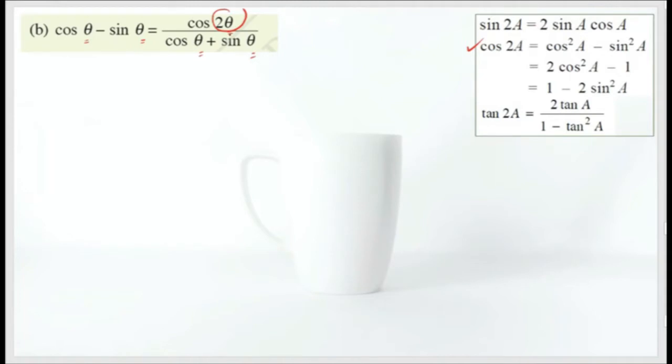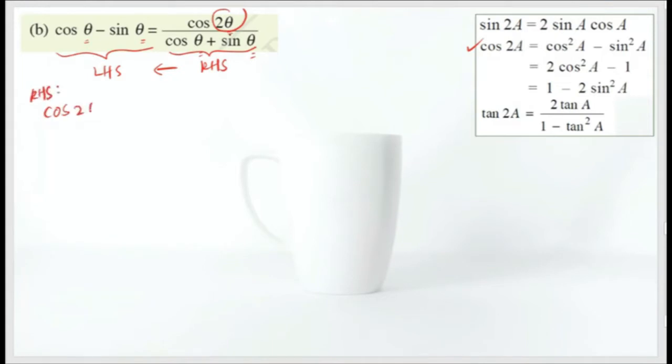So from here, do you need to prove from the left-hand side or the right-hand side? We prove from the side with the double angle, so we have to prove from the right-hand side to the left-hand side. It will be easier. This one is more complicated. We need to prove from the complicated side to the easier side. So for proving, we start from the right-hand side.